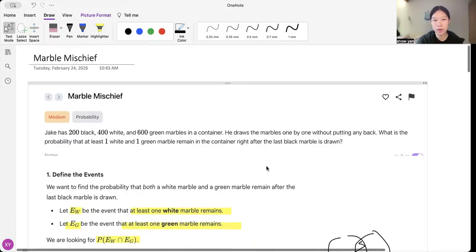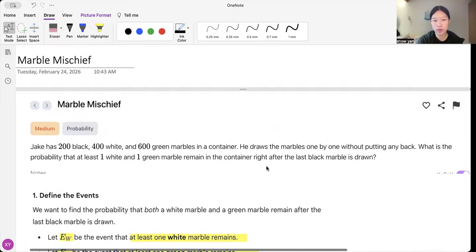Okay, so let's talk about the question, marble mischief, today. Jake has 200 black, 400 white, and 600 green marbles in a container. He draws the marbles one by one without putting any back. What is the probability that at least one white and one green marble remain in the container right after the last black marble is drawn?